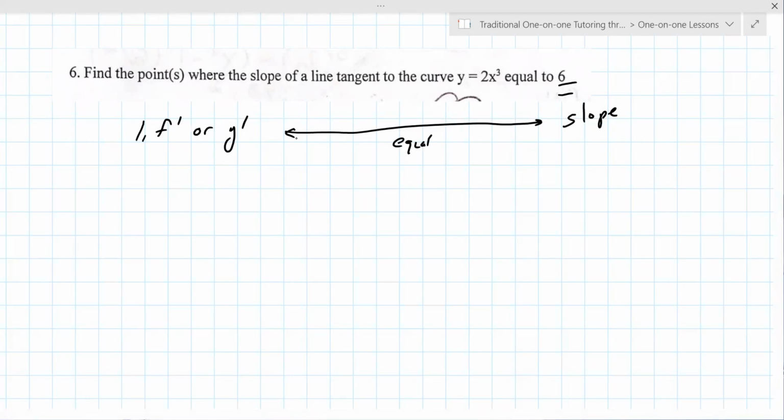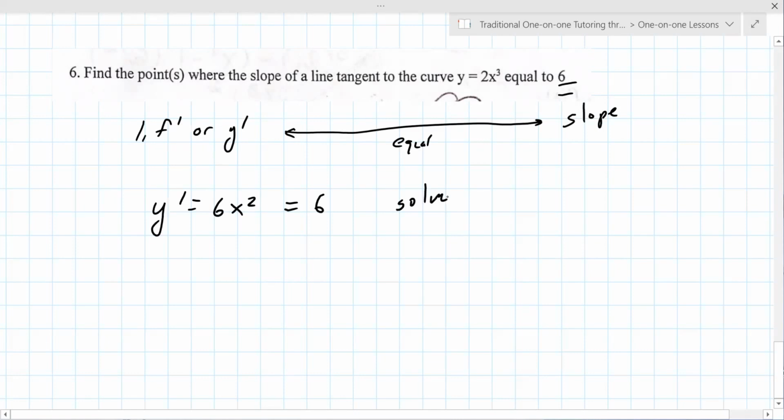So y prime equals 6x squared. And you set that equal to 6. 6x squared equals 6, divide by 6. x squared equals 1, so x equals plus or minus 1. Yes. Okay. And that's it for that one. So let me see if there's a good one right here.